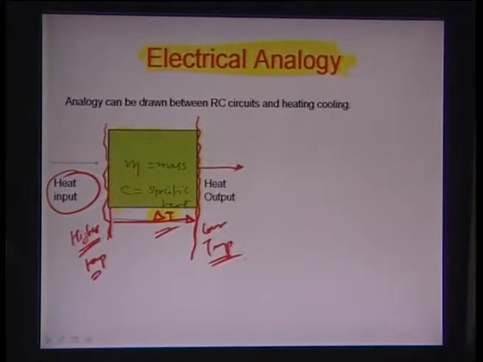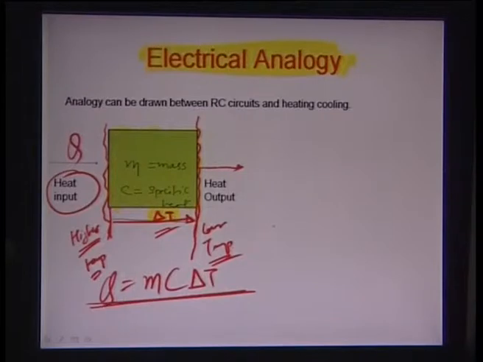So if we assume that Q is the heat flow, not the heat flow rate, just the amount of heat that is flowing inside the system, then Q can be represented as mc delta T. This looks familiar, or rhymes with something like capacity. This is called heat capacity.